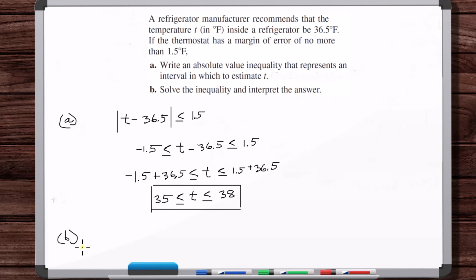And then part B, solve, well, we solved the inequality. Yeah, we just did that. Okay, so interpret the answer. That just means that if you have it set to 36.5 degrees, then the actual temperature is going to be somewhere in this range, between 35 and 38 inclusive, based on the margin of error of the thermostat.